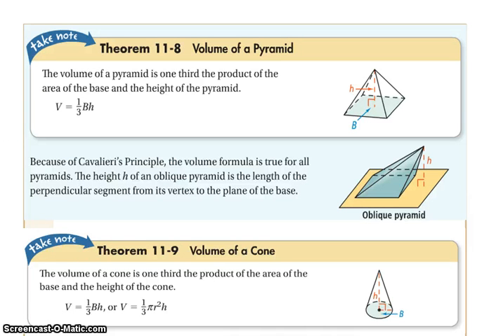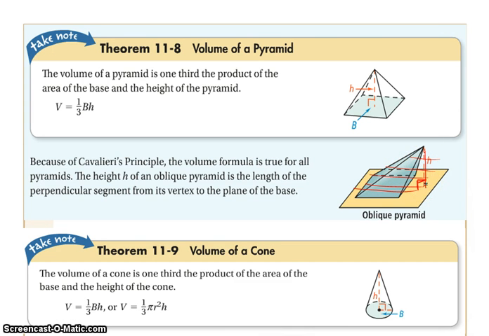The volume of a pyramid is 1/3 the product of the area of the base and the height of the pyramid. So it's 1/3 base times height. And if you'll remember back to Cavalieri's principle, if I slice little cross sections through here, that's going to be the same as that one. So the volume formula is true for all pyramids. They don't have to be right pyramids. The height of an oblique pyramid is this height, right? Because we have to get it at a right angle. So its height won't even be inside the pyramid, but it's the length of the perpendicular segment from the vertex to the base.